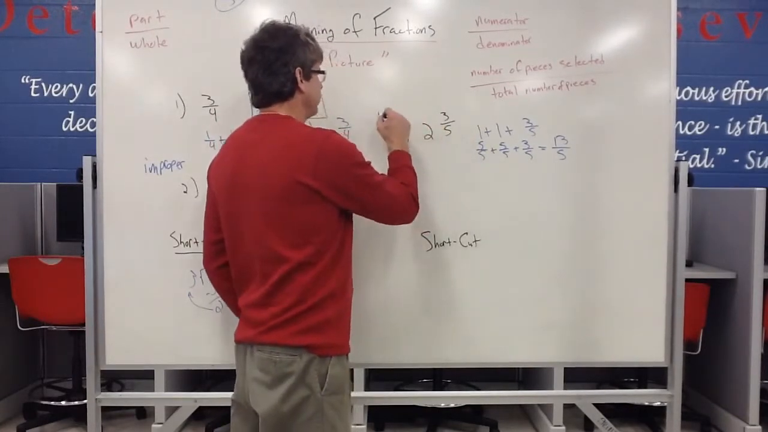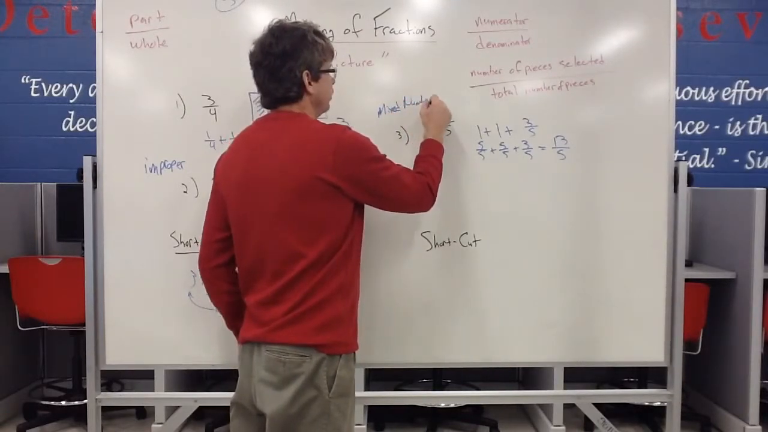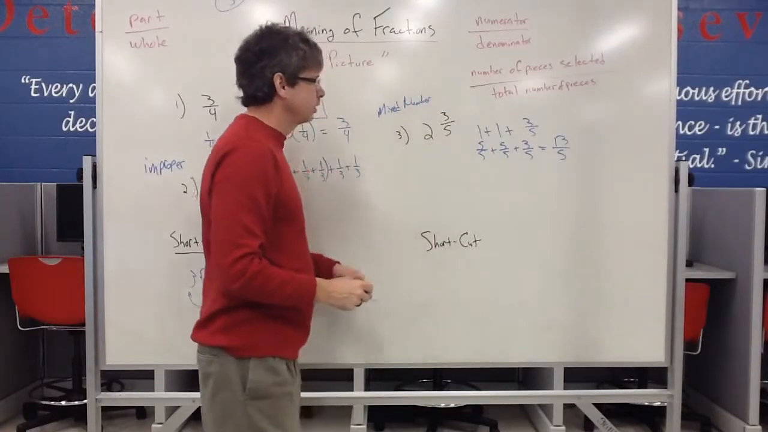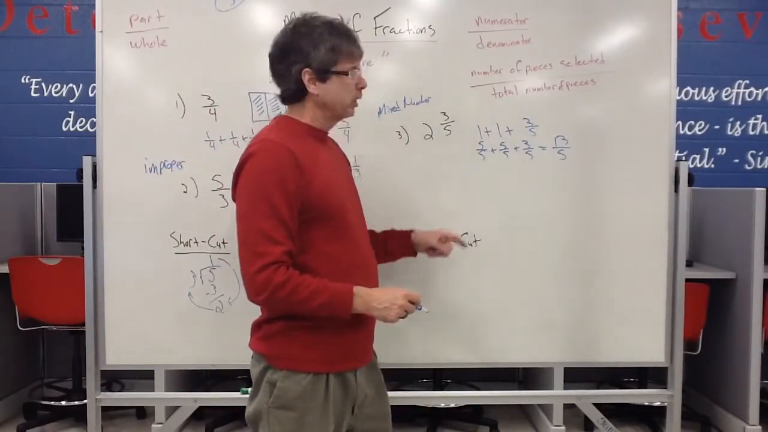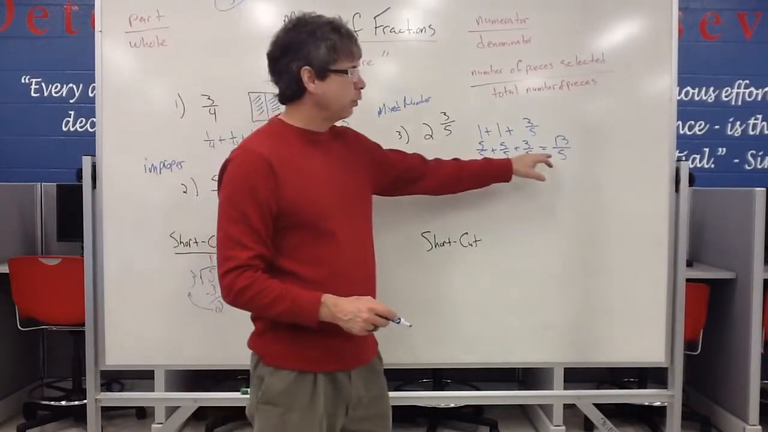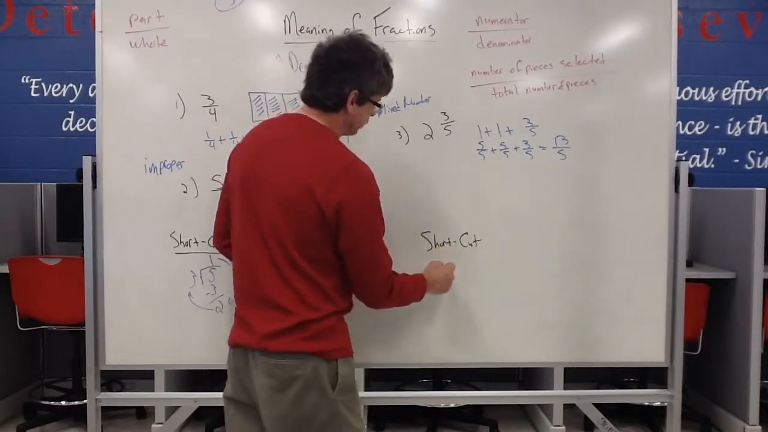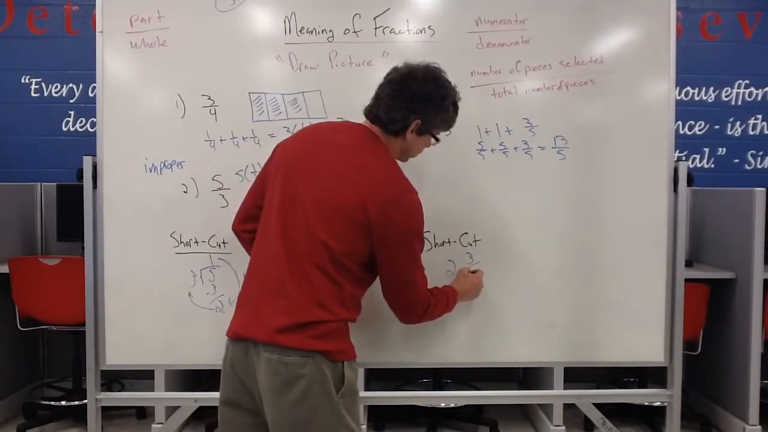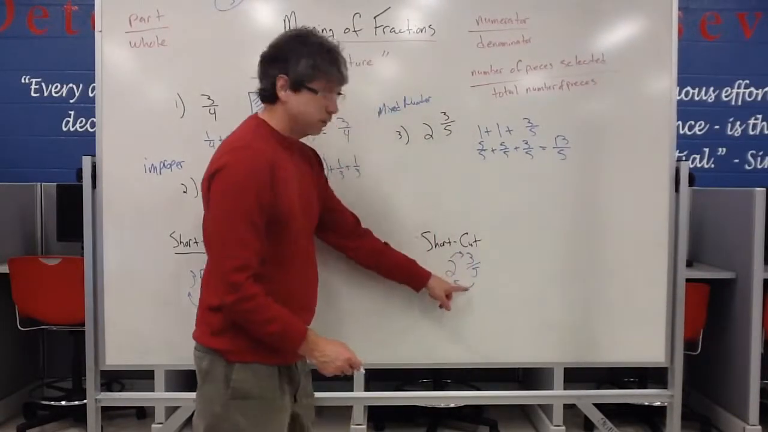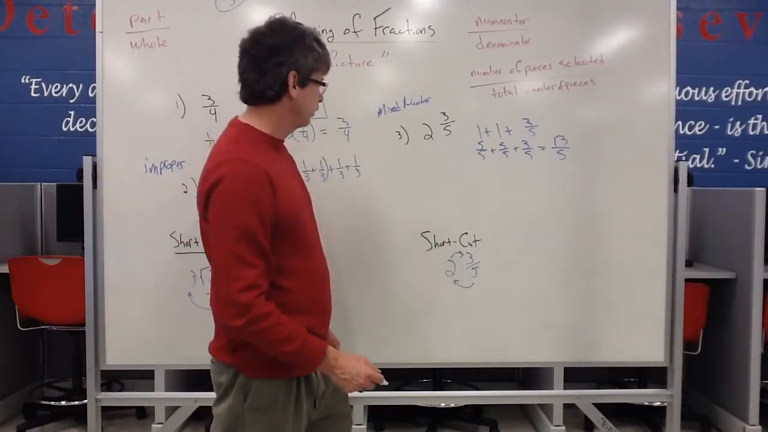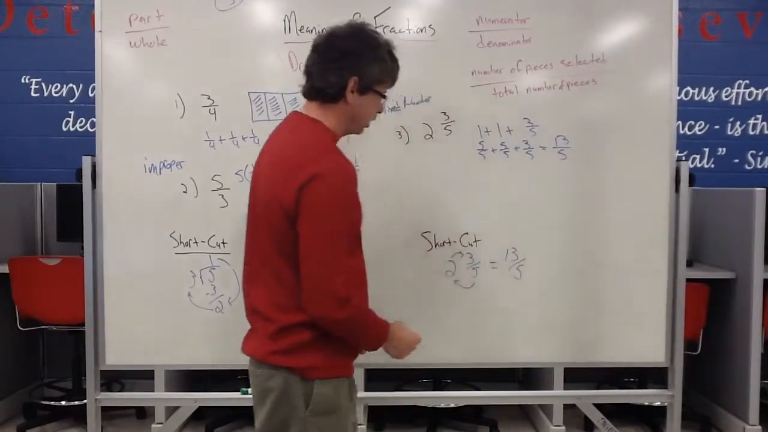2 3/5 is considered a mixed number. A mixed number is when you have a whole number next to a fraction. And again, 2 3/5 is the same thing as 13/5. In this form, we call it a mixed number. In this form, it's called an improper fraction. And notice that if I want a shortcut for 2 3/5, I can go 5 times 2, add 3. So 5 times 2 is 10, plus 3 gives me 13/5. And that is my shortcut.